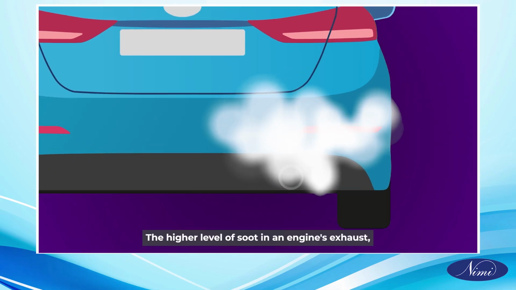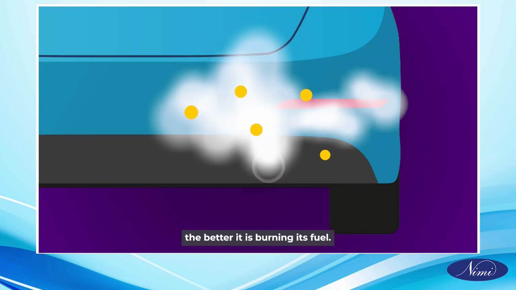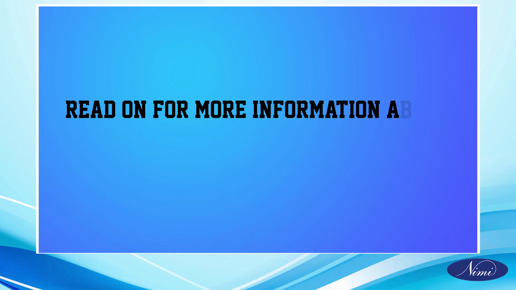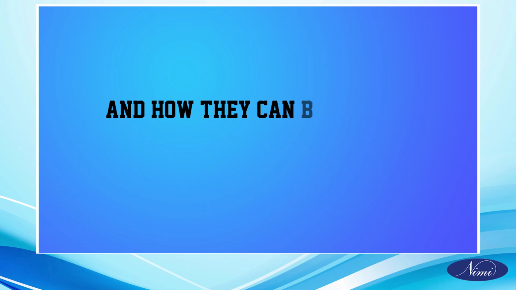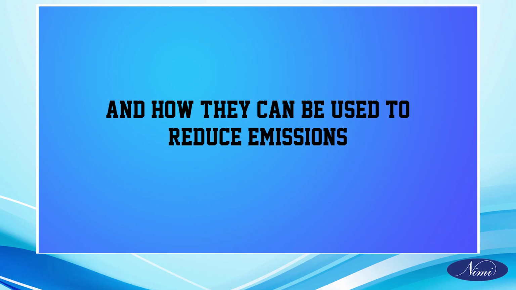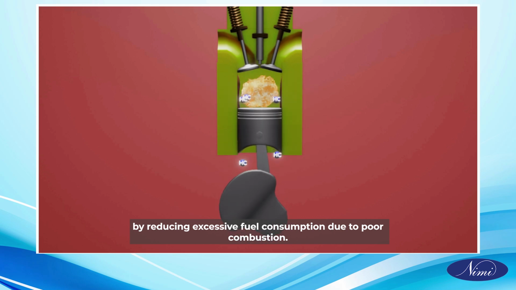The higher the level of soot in an engine's exhaust, the worse it is burning its fuel. Read on for more information about diesel smoke meters and how they can be used to reduce emissions by reducing excessive fuel consumption due to poor combustion.